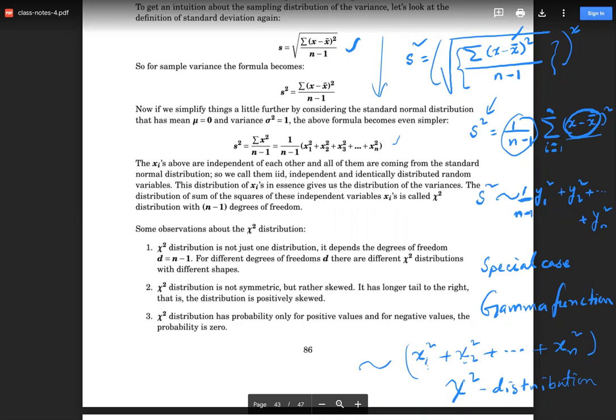And chi-square distribution, by the way, don't think of it as a square, some symbol. This is chi, spelled C-H-I, the Greek letter chi. Chi-square doesn't mean chi times chi or anything, it's just a name. All right, chi-square distribution. Now, let's move on to the next page.